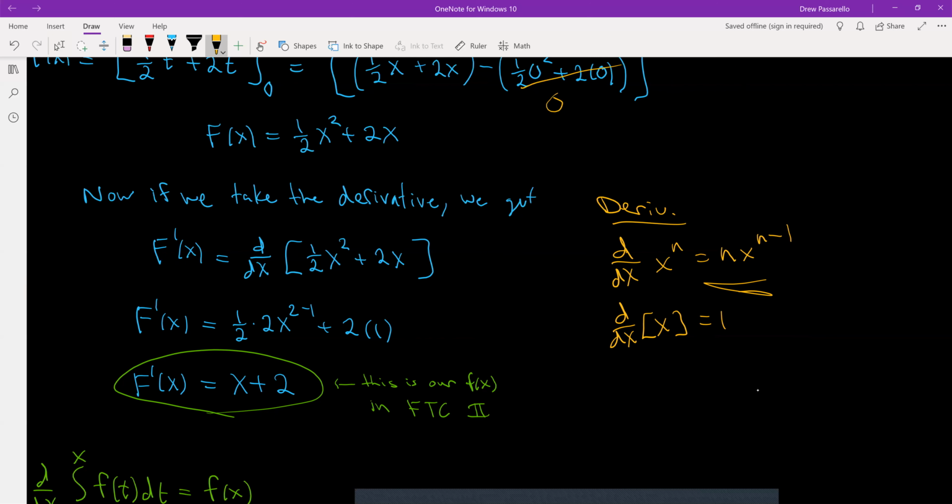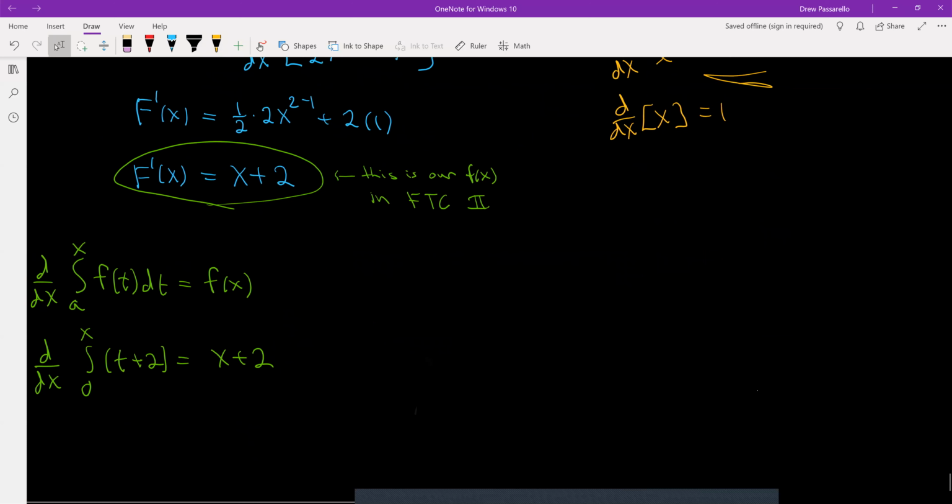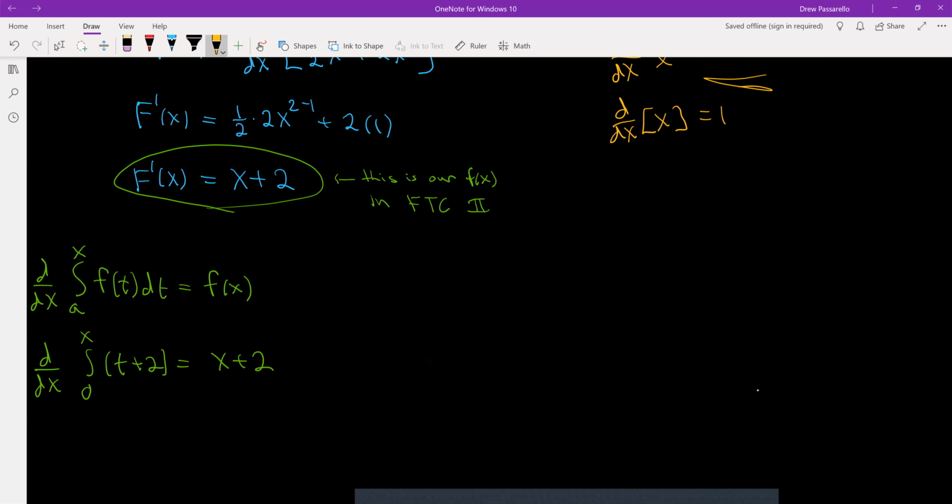Now notice capital F prime of x, the derivative, is x plus 2. That is the same thing as what is inside the integral, t plus 2. So it's the same thing, it's just that we have the letter x versus the letter t. So that's a demonstration of the second fundamental theorem of calculus.